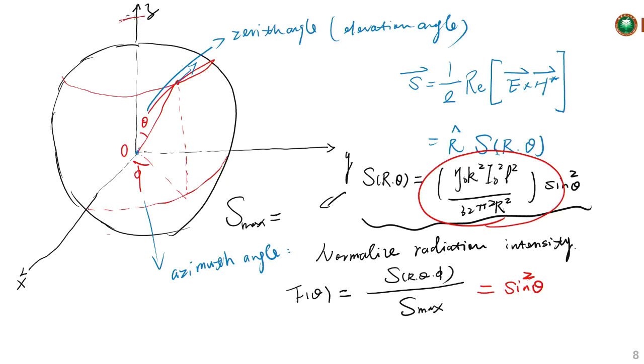So this is the normalized radiation intensity, and we use this parameter to characterize the radiation pattern of antennas. Now f(theta) equals sin squared theta. That means it achieves the maximum when theta equals 90 degrees. This is the maximum, and we call this the broadside direction.